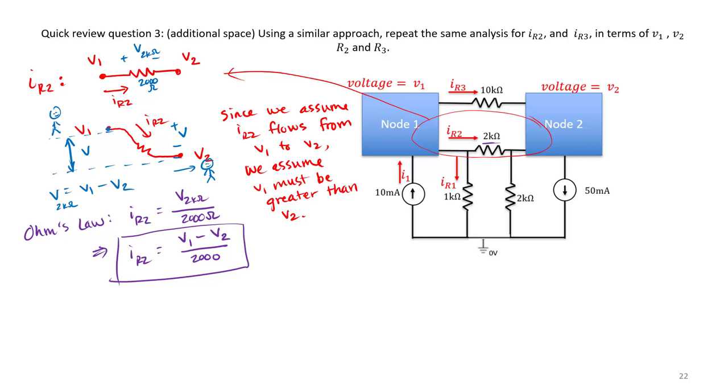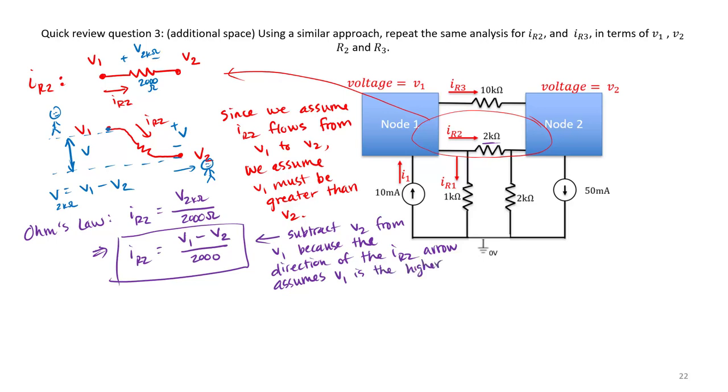So notice the important thing. Since we drew the arrow going from V1 to V2, we must subtract V2 from V1 because the direction of the arrow assumes V1 is the higher voltage. So you want to make sure that you pay attention to that convention.